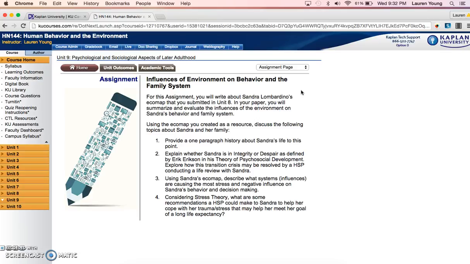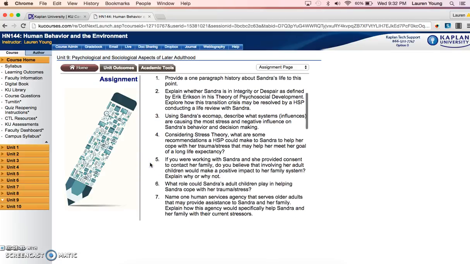For your first paragraph, you will complete a history about Sandra's life to this point. A success tip would be to consider including enough detail in that paragraph that if someone hadn't read Sandra's full story, they would still have an idea of what she had been through. In your second paragraph, you'll want to explain whether Sandra is in integrity or despair as defined by Erik Erikson in his theory of psychosocial development.